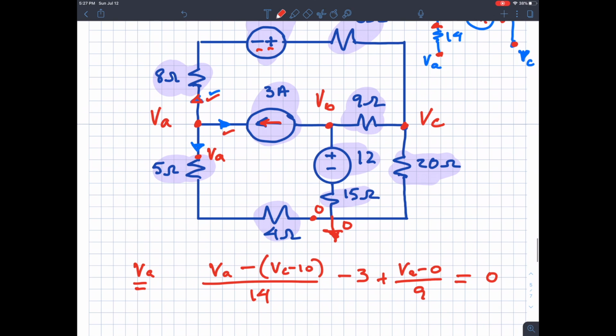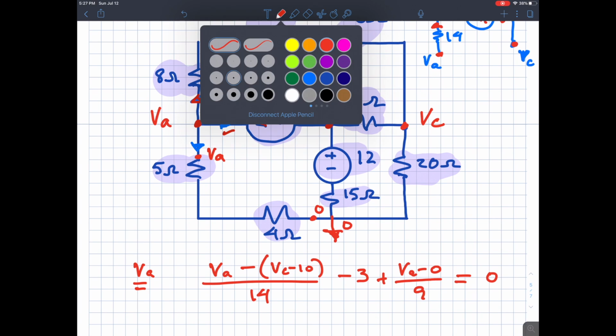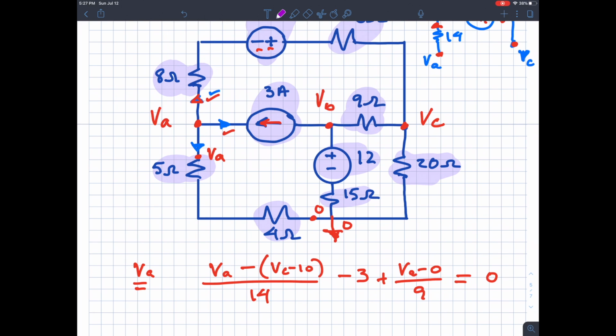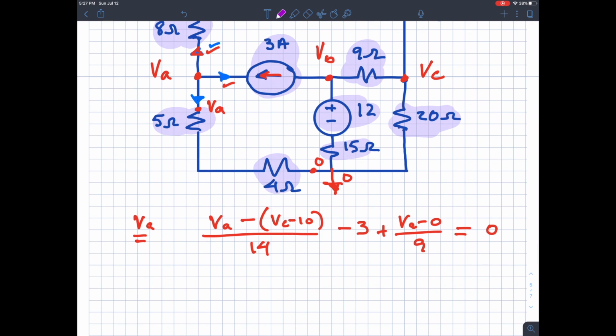Now let's take a look at node VB. Let's change the marker color to purple in this case. What I want is all the currents coming out. I reference everything coming out, and then I take them one at a time. Starting here, this one's easy. That's 3 amps. It's an independent current source, it matches the direction, so it's positive 3 amps.